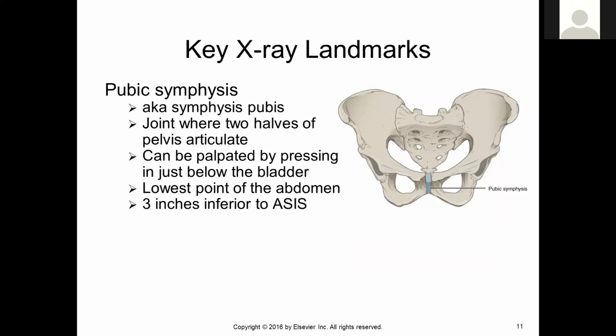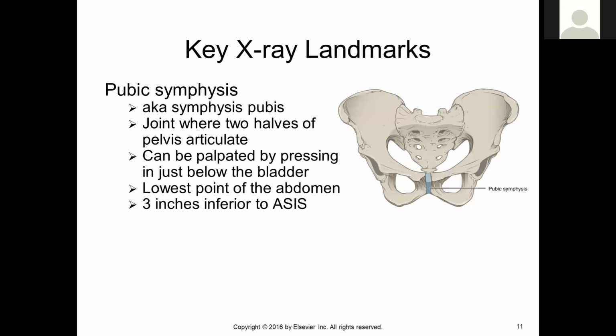Also crucial for a KUB is the pubic symphysis, also known as the symphysis pubis. This is the joint where the two halves of your pelvis articulate. This can be palpated. If you press in just below the bladder, you will feel a bony ridge. This is the lowest point in the abdominopelvic cavity, and it has to be included on the KUB. If you have clipped it, you have to do a supplemental image, because otherwise the radiologist cannot determine that all of the abdomen was included.